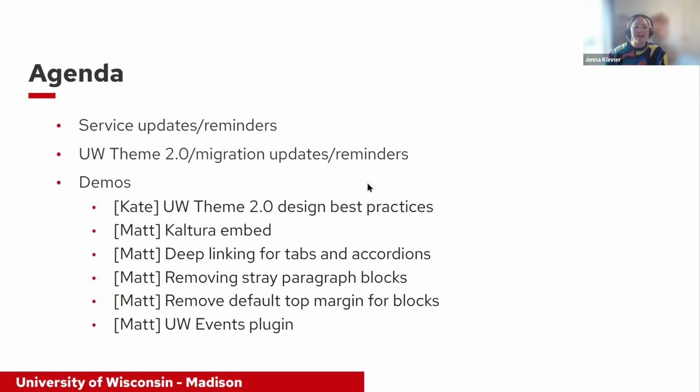That's you, Matt. There you go. So first, we're going to talk about WiscWeb service updates and reminders. Then we're going to talk about UW Theme 2.0 migration updates and reminders. And then we have a number of demos or presentations today. So we'll talk about those design best practices, as I said. Matt's going to show how to do the Kaltura embed, deep linking for tabs and accordions, removing stray paragraphs, removing default top margin, and the UW events plugin.